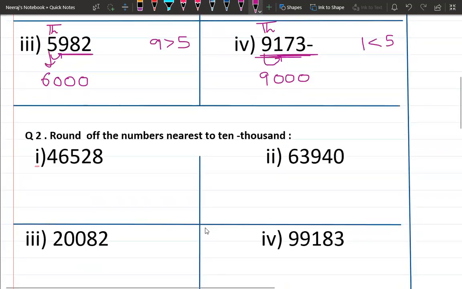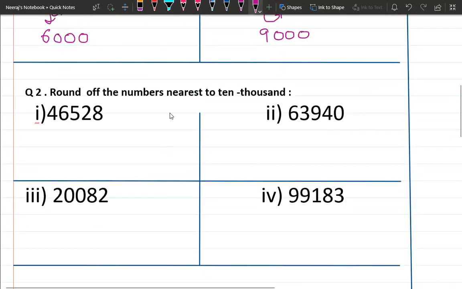Now the next question is, round off the numbers nearest to 10,000. Earlier we rounded to the thousands place, now we will round to the 10,000 place. So how to round it? We know that whatever the number is given to you, we have to write the places above the digits. So this will be ones, tens, hundreds, thousands, and this will be 10,000.